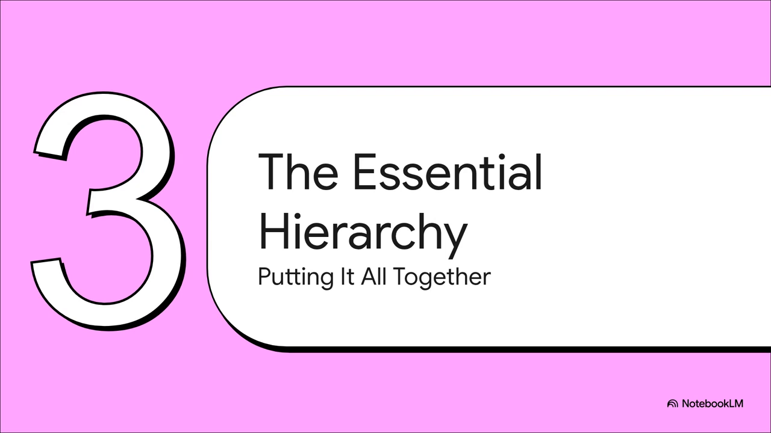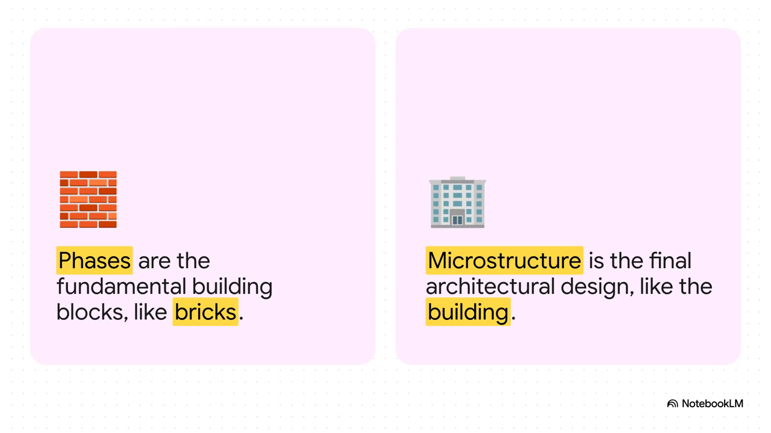And that brings us to maybe the most important takeaway from this whole explainer, the hierarchy. Understanding this relationship is really the key to finally separating these two concepts for good. It really is this simple. You can't have a building without bricks, right? But the kind of building you end up with depends entirely on how you arrange those bricks. Phases are the fundamental bricks. The microstructure is the final architectural design.